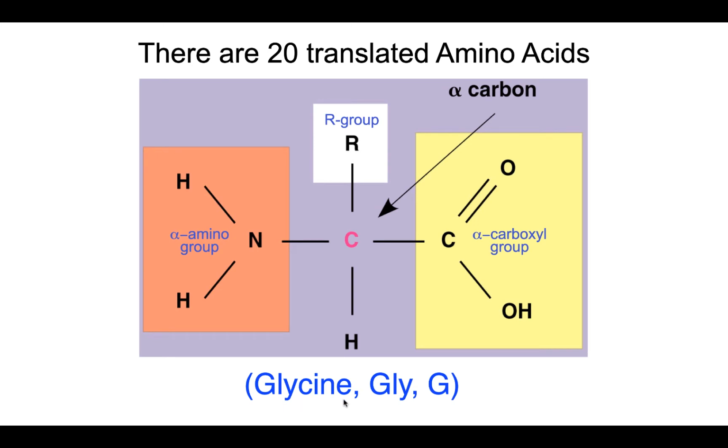There are several ways that you could name an amino acid. There is the full name, glycine. There's a 3-letter abbreviation, GLY, and there is a single letter abbreviation, G.